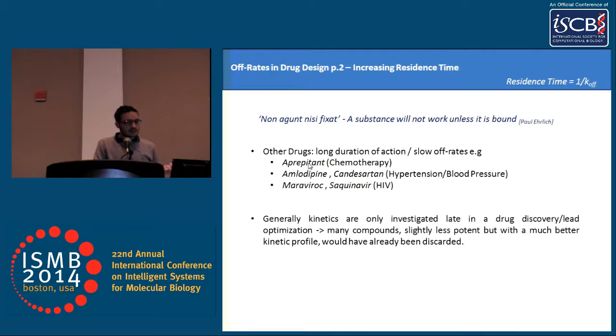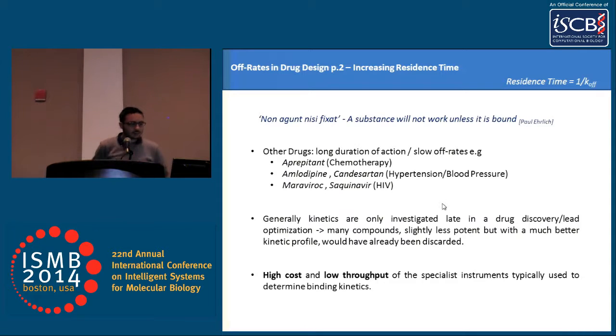The key thing here is that generally kinetics are only investigated very late in the drug design lead optimization scenario. So the problem is that you might have compounds which are slightly less potent, but may have better kinetic profiles, and these would be discarded. And obviously the problem is that experimental methods so far have a very high cost per data point acquisition.